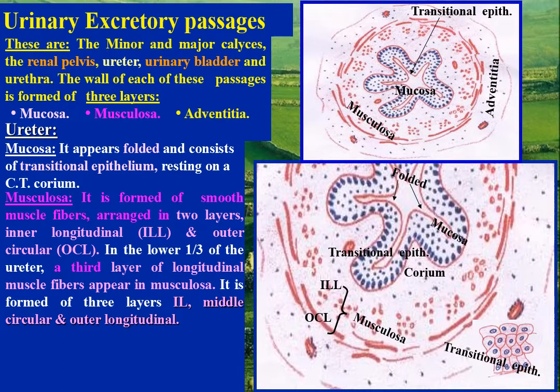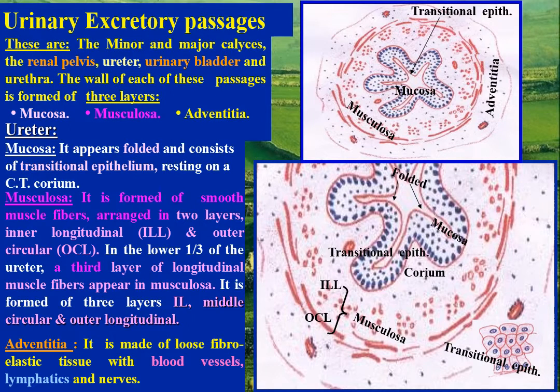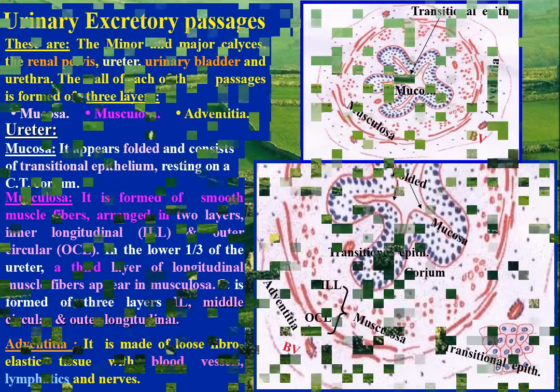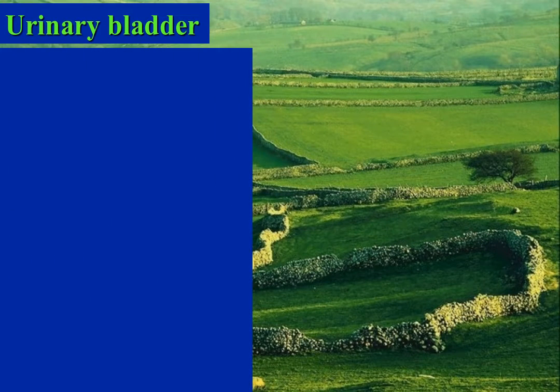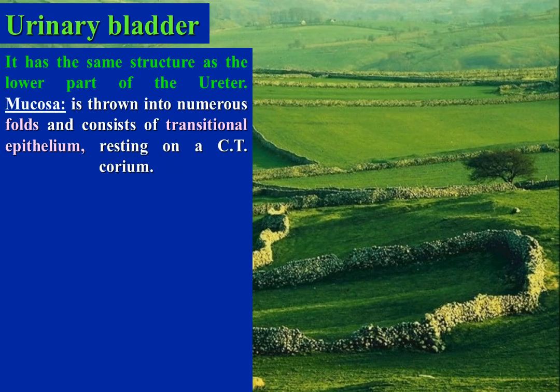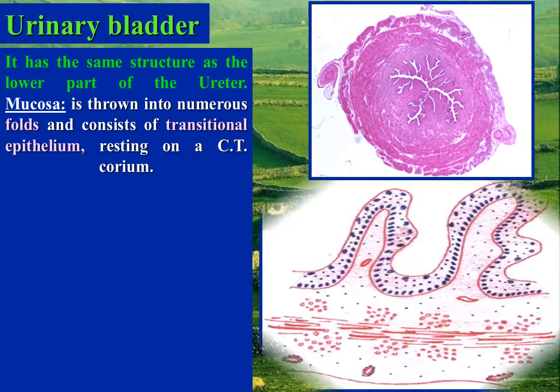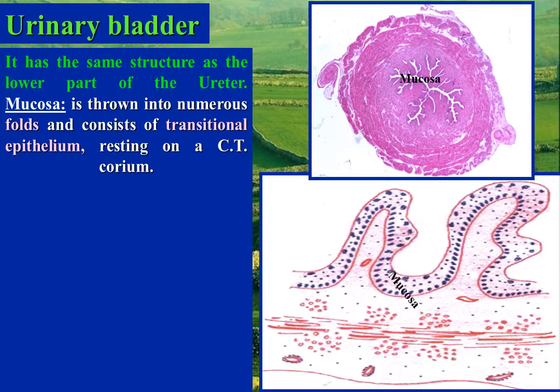Adventitia. It is made of loose fibroelastic tissue with blood vessels, lymphatics, and nerves. Urinary bladder. It has the same structure as the lower part of the ureter. Mucosa is thrown into numerous folds and consists of transitional epithelium resting on a connective tissue corium.